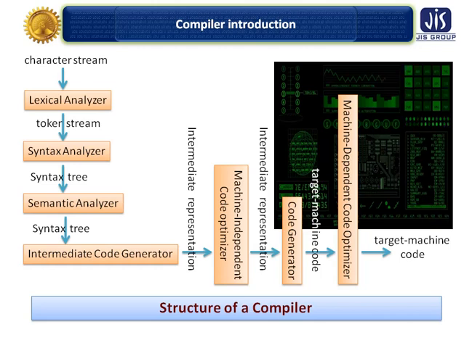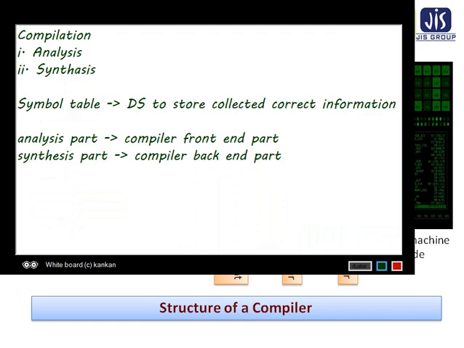Again, I am telling you about the symbol table. What is the purpose of the symbol table? Already I have told you. It is the data structure to store collected correct information, that is, error free, syntactically correct and logically correct. Runtime errors also need to be thrown. That means if this type of exception occurs, then it will be thrown from here.